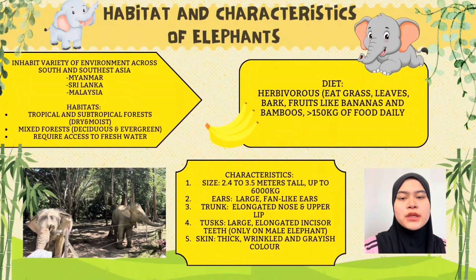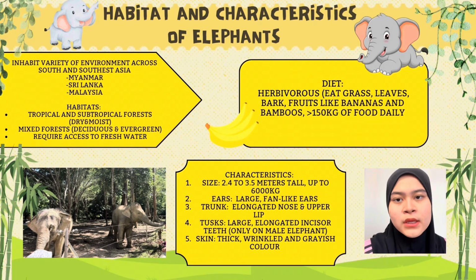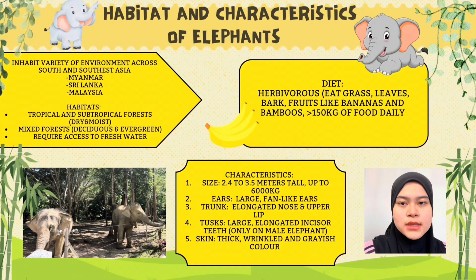Next, I will talk about the habitat and characteristics of elephants. Elephants inhabit a variety of environments across South and Southeast Asia, such as Myanmar, Sri Lanka, and Malaysia. Elephants' habitats are tropical and subtropical forests, which are dry and moist places. The second one is mid forest, which is deciduous and evergreen forest. And elephants require access to fresh water for bathing.